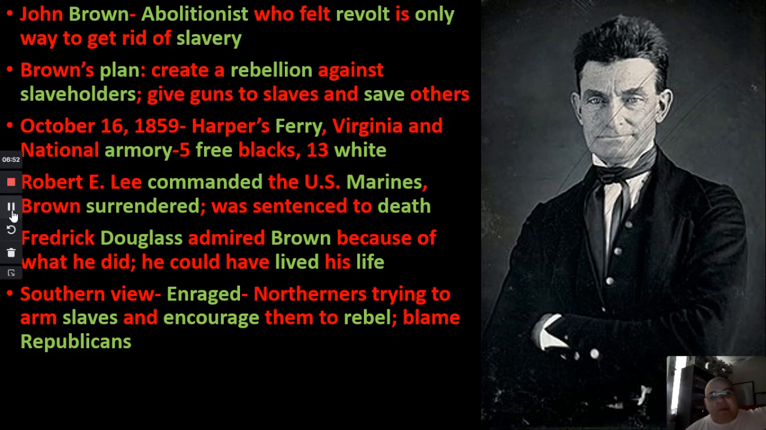This is where Robert E. Lee comes in. Robert E. Lee, again, is the nation's best soldier, in every which way that our country had produced at that time. And he's commanding a bunch of U.S. Marines. And he's like, okay, townspeople, thank you, we got this now. And they basically have a shootout with John Brown and his people.